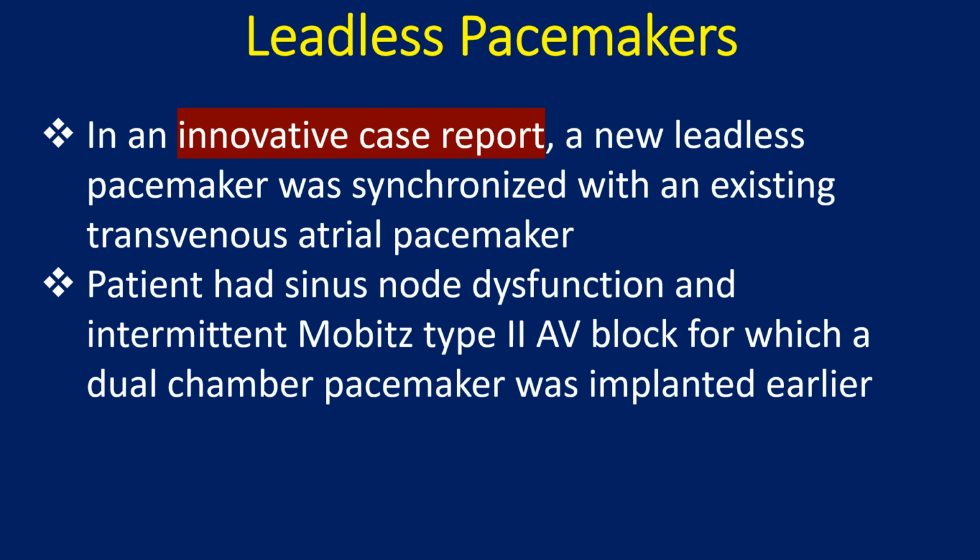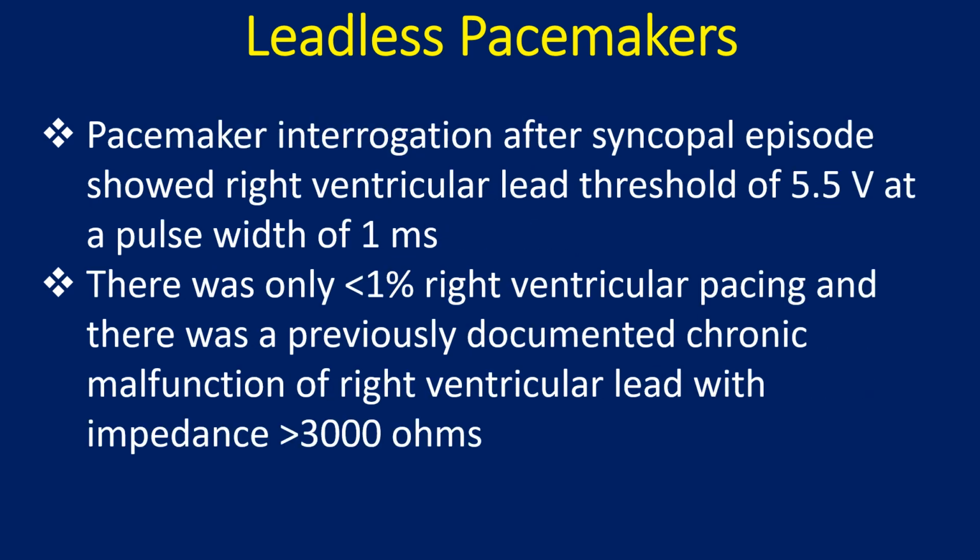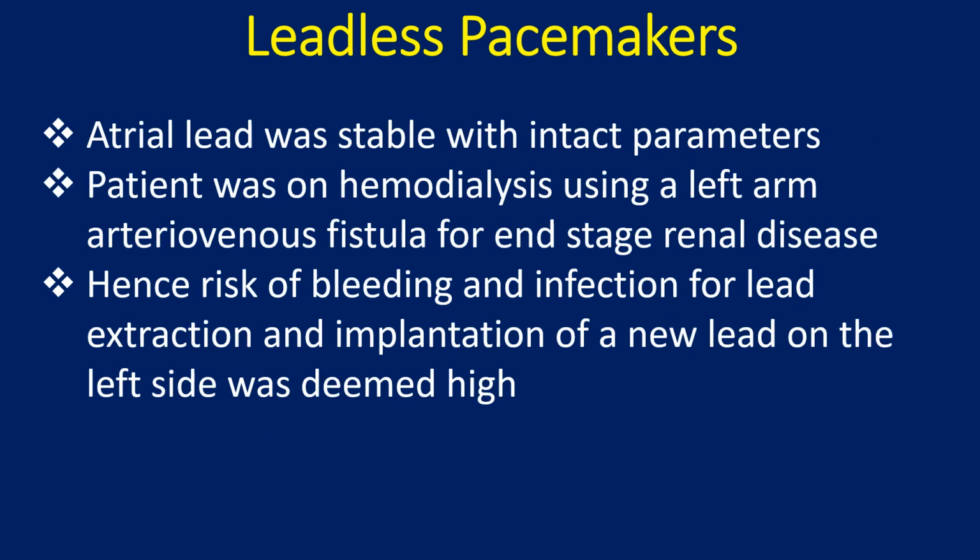Patient had sinus node dysfunction and intermittent Mobitz type 2 AV block for which a dual chamber pacemaker was implanted earlier. Pacemaker interrogation after syncopal episode showed right ventricular lead threshold of 5.5 volts at a pulse width of 1 millisecond. There was only less than 1% right ventricular pacing and there was a previously documented chronic malfunction of right ventricular lead with impedance more than 3000 ohms. Atrial lead was stable with intact parameters.